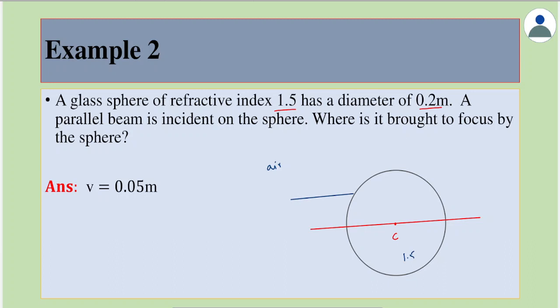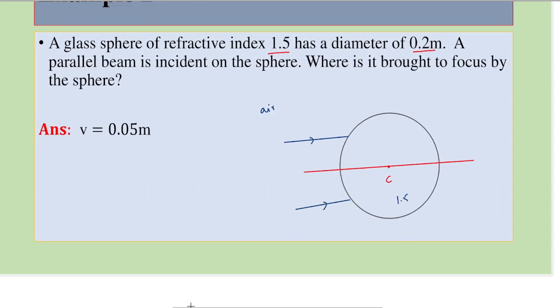So what is given is light falling here, the parallel beam. A parallel beam falls on this sphere. The question says, where is it brought to focus? In this case, what you can do is assume that we can divide this sphere into two parts. We'll call these points A, B, D, and E. So we can assume that this sphere consists of two refracting surfaces.